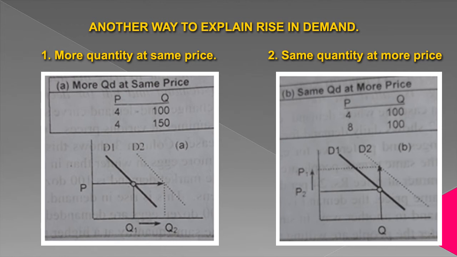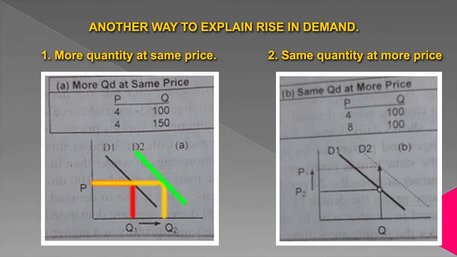Here it is indicated at P, 100 items were demanded. Price remains the same and demand increases to 150. This is rise in demand. Rise in demand: more quantity, same price. Likewise, same quantity, more price.